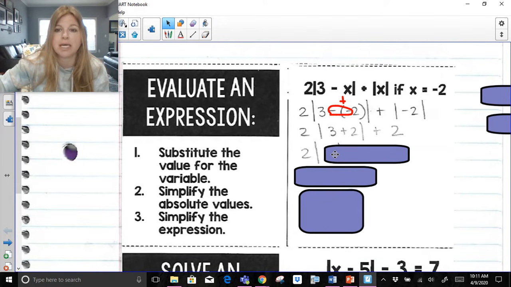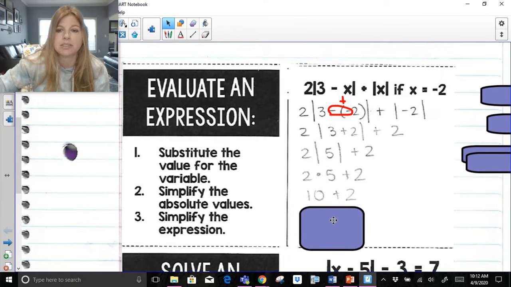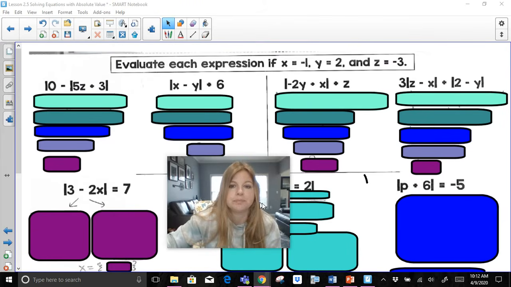So this is really 2 times the absolute value of 5 plus 2. And then the absolute value of 5 is 5. So this is really saying 2 times 5 plus 2. 2 times 5 is 10, plus 2 is 12. Awesome. Let's take a look at a couple more practice problems of this skill.